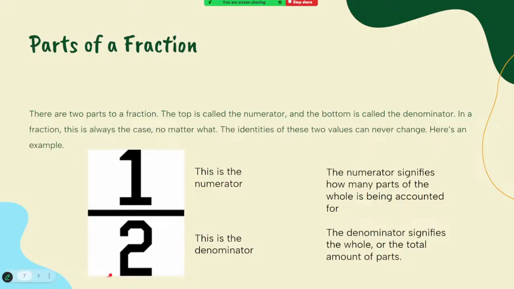Here's an example. We have 1 over 2, or 1/2. 1 will be the numerator because it's above the line, and 2 will be the denominator, which is below the line. The numerator signifies how many parts of the whole is being accounted for. The denominator, on the other hand, signifies the whole, or the total amount of parts.